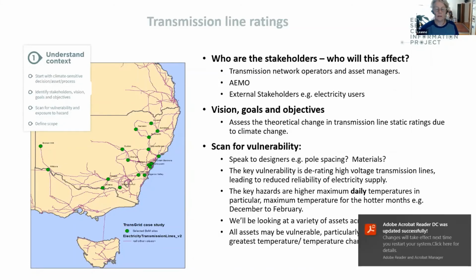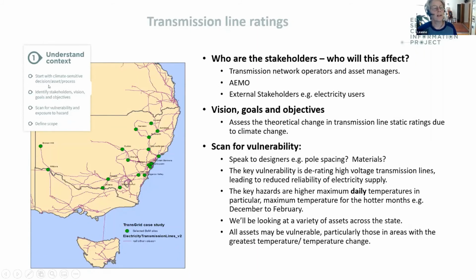So what we're looking at is the climate sensitive decision asset and process, which is, are these lines going to be affected in warming temperatures? Now, who are our stakeholders? So in this case, it's the transmission network operators and asset managers, AEMO, because they depend on the supply that runs down these lines, and the users of the electricity, okay?